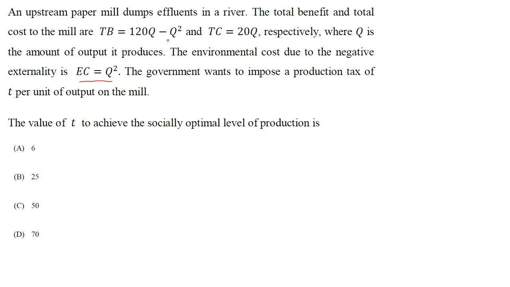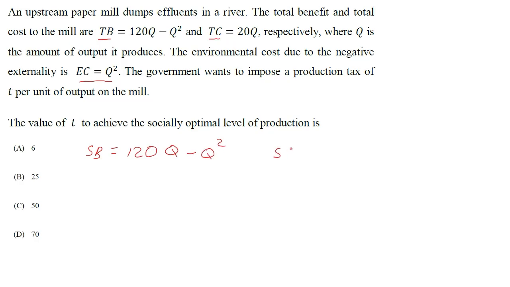The first thing we need to look at is that what we have over here is basically the private benefit and the private cost. First of all, we need to determine the social benefit and social cost. We have not been given any information about any positive externality. We only have a negative externality of Q square. So the social benefit is going to be nothing but what we have here, 120q minus q square.